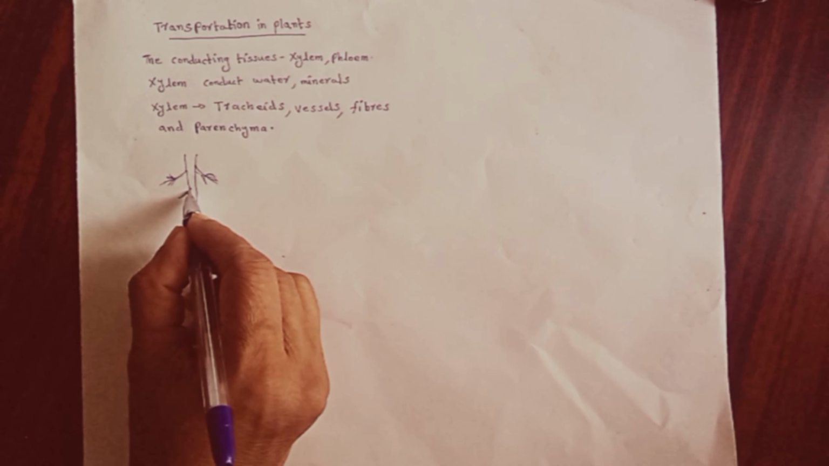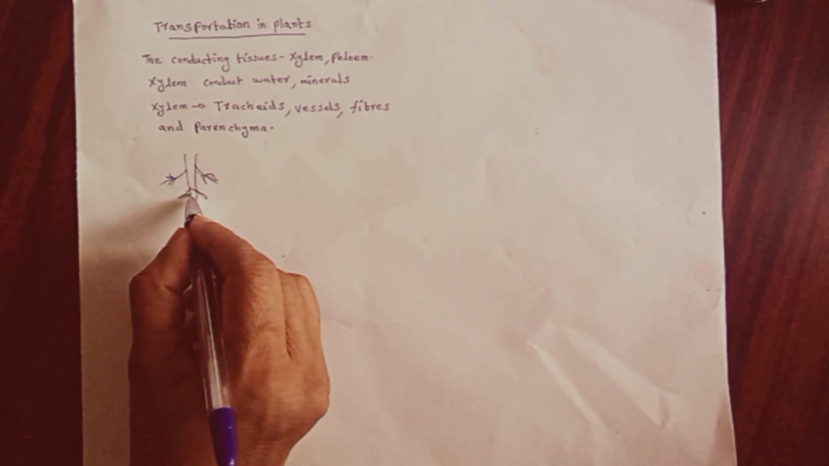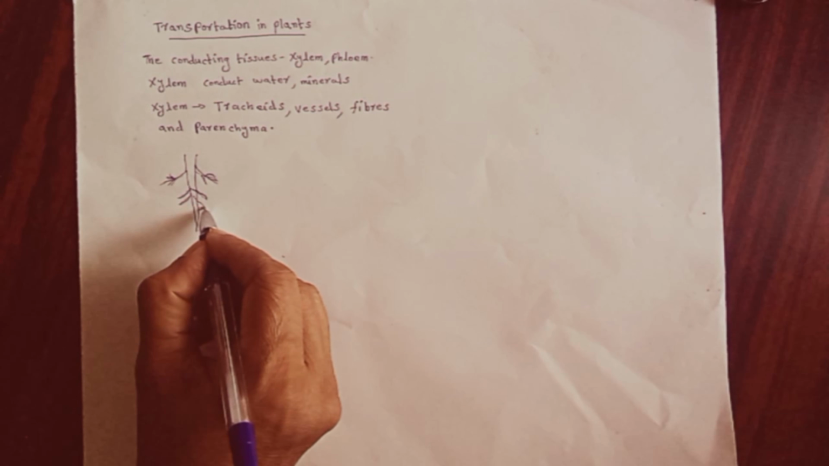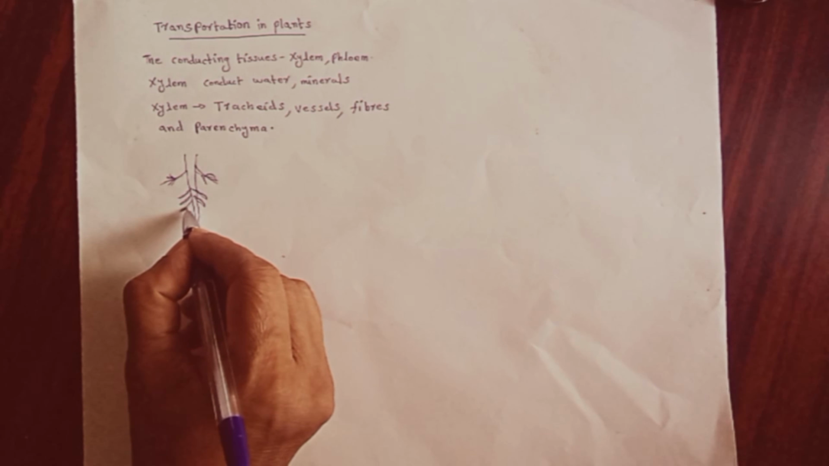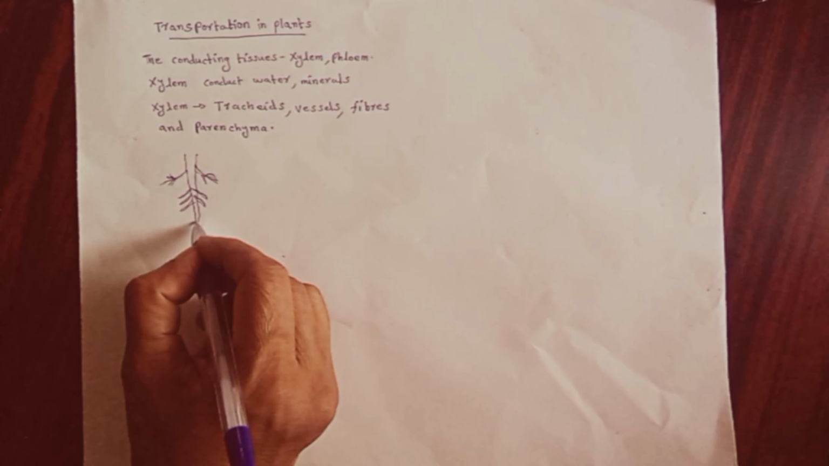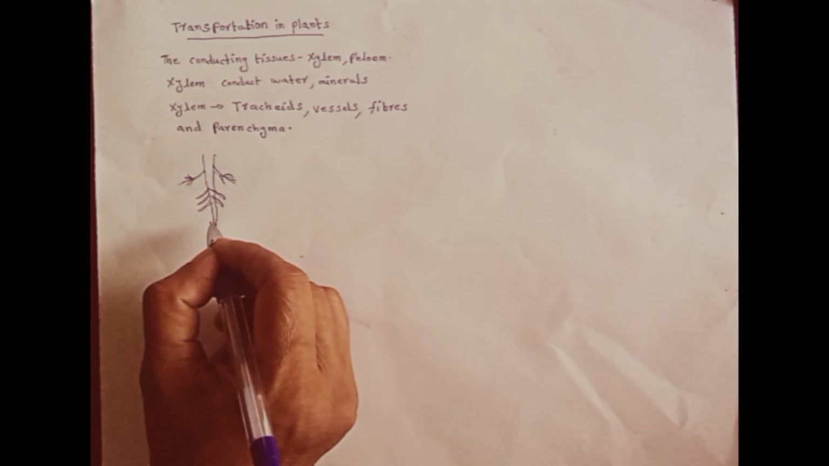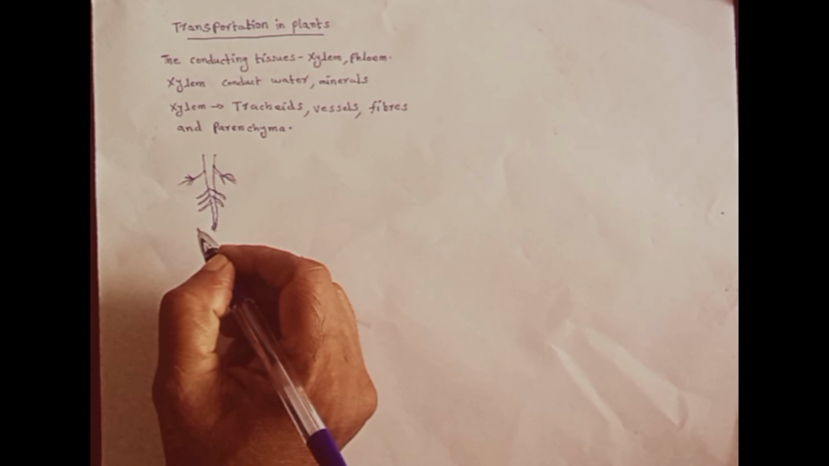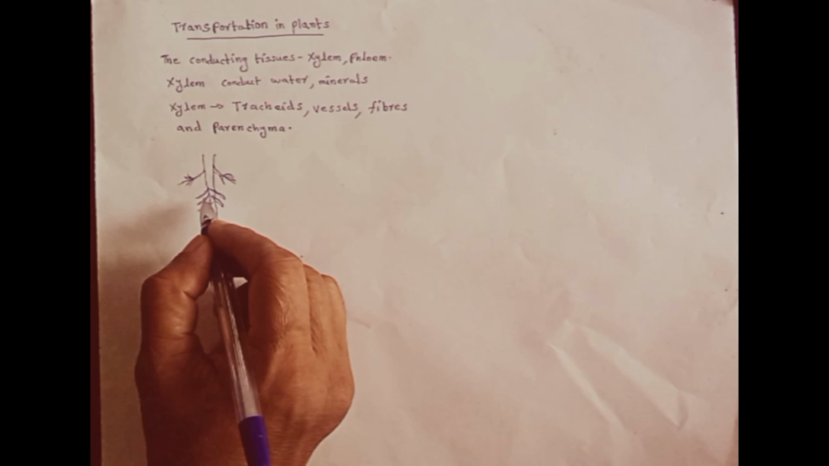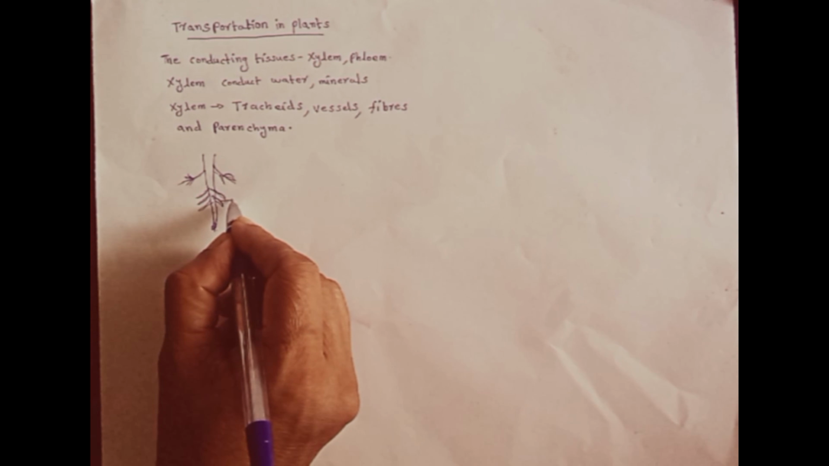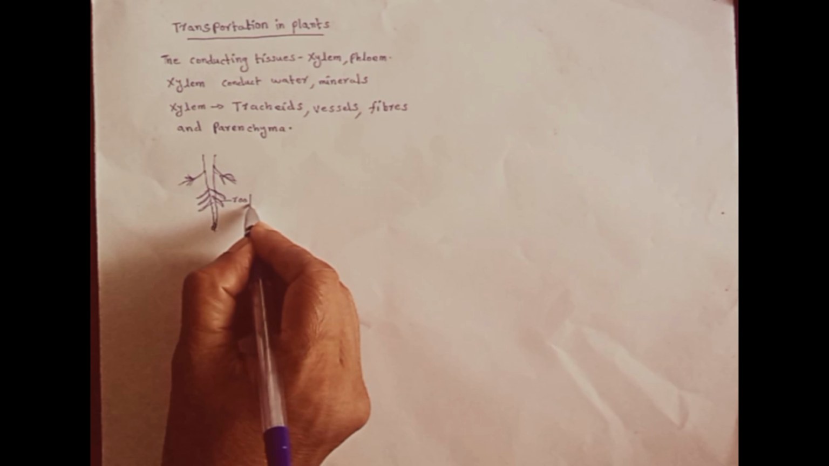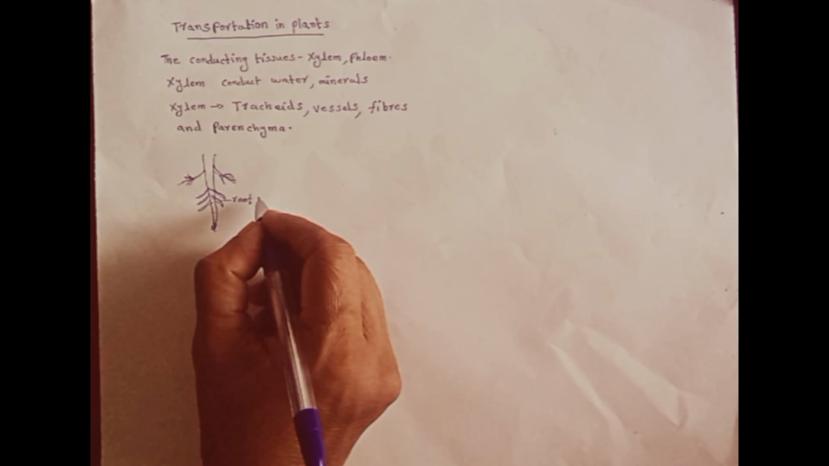This is the root hair region. Root hairs are unicellular cells. This is the root tip. This is the parenchymatous part and this is the root hair part, with unicellular hairs.